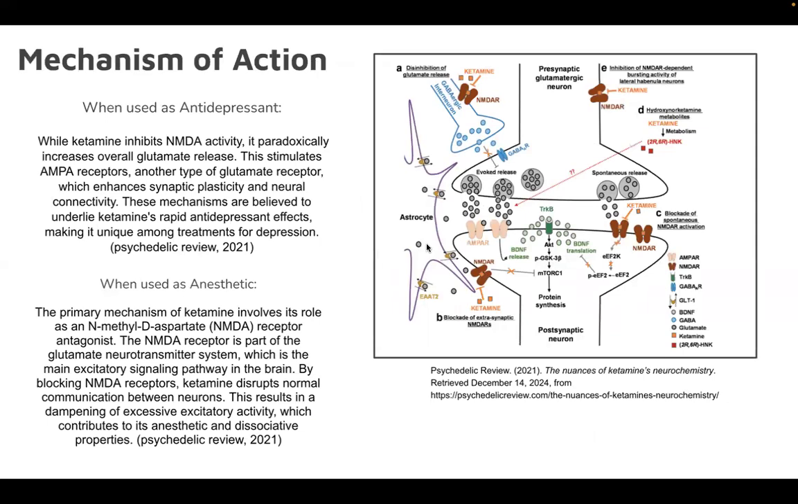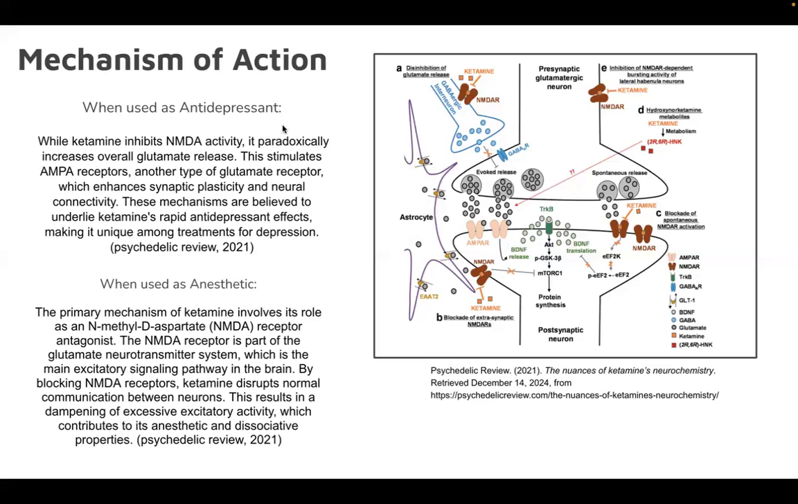And then for the mechanisms of action, it kind of has two mechanisms of action, one for when it's used as an anesthetic and one for when it's used as an antidepressant. So I feel it makes more sense to explain the anesthetic one first, because it's an NMDA receptor antagonist, and the NMDA receptor is part of the glutamate neurotransmitter system, which is the main excitatory signaling pathway in the brain. By blocking NMDA receptors, ketamine disrupts normal communication between neurons. This results in dampening of excessive excitatory activity, which contributes to its anesthetic and dissociative properties.